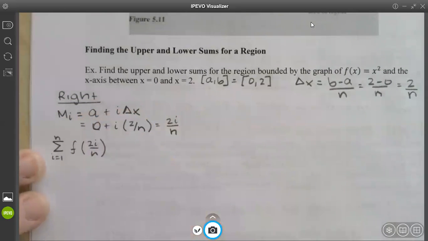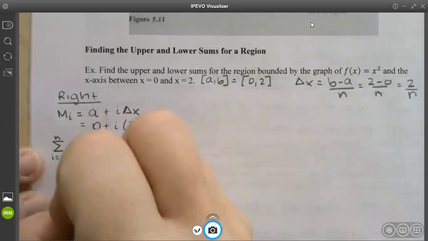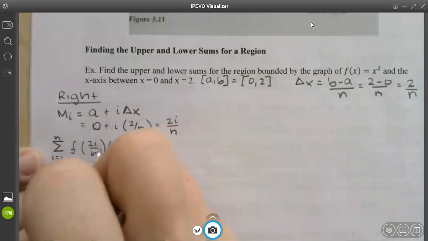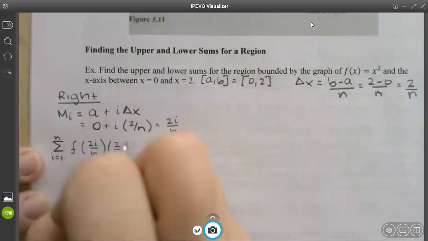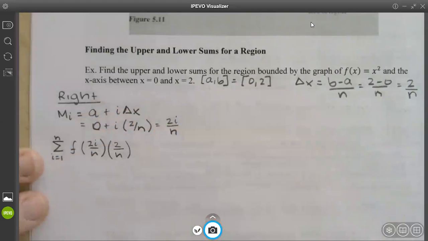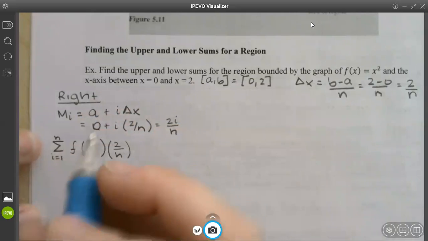F of your maximum value, or your 2i over n, times your delta x. What was our delta x? So this is your function times delta x. We found that last delta x was 2/5. This one is 2 over n because we don't know what our partitions are going to be. Okay. What is your function?